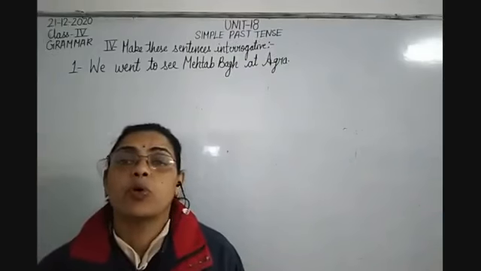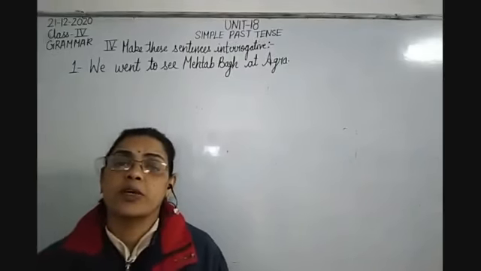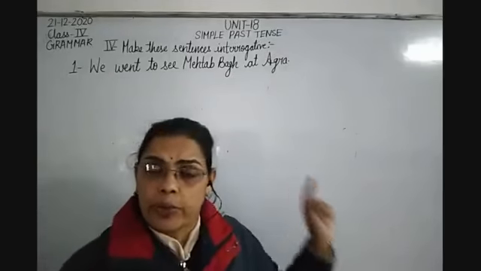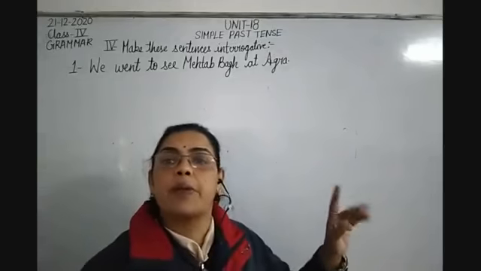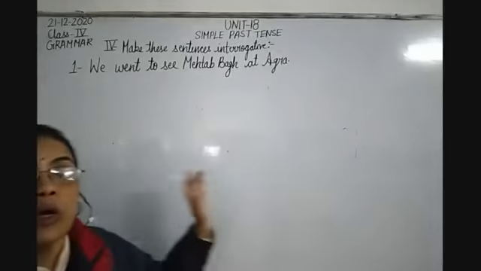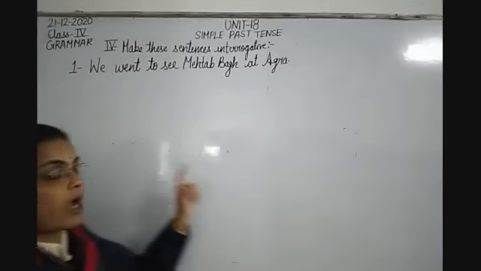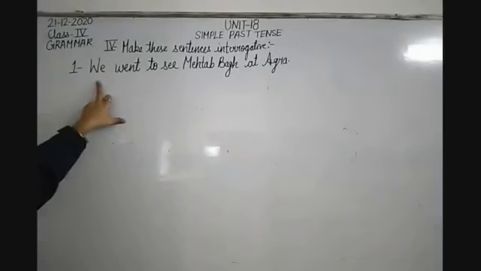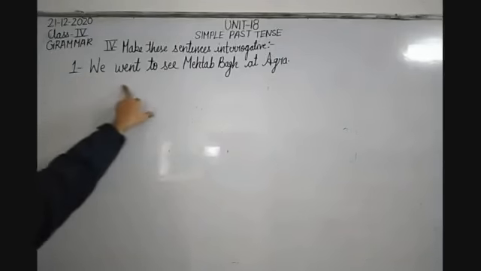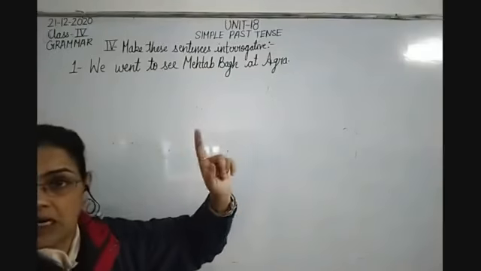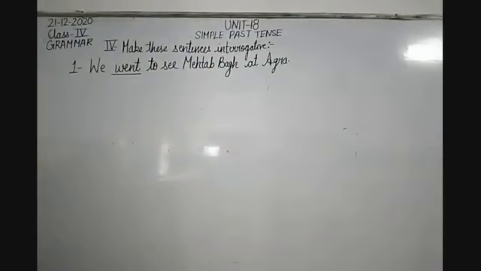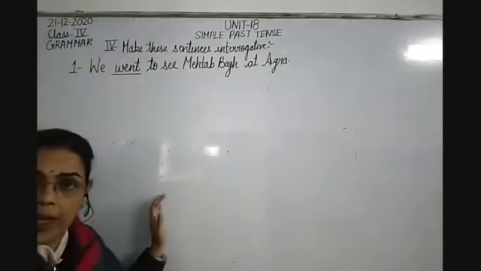And all of you know what interrogative sentences are. Interrogative sentences are nothing but questions. तो अभी इसका हमें question frame करना है in simple past tense. So what are we going to do? First of all, we need to identify and underline the verb in this sentence. So the sentence is: we went to see Mehtab Bagh at Agra. है ना? इसमें जो verb है, that is went. The verb is went.